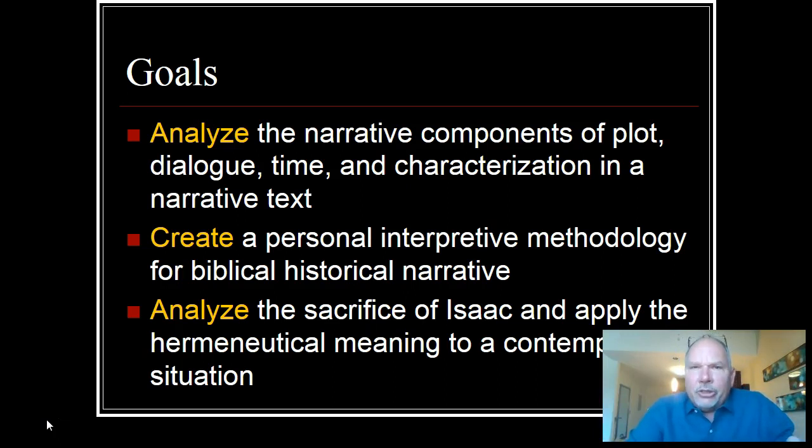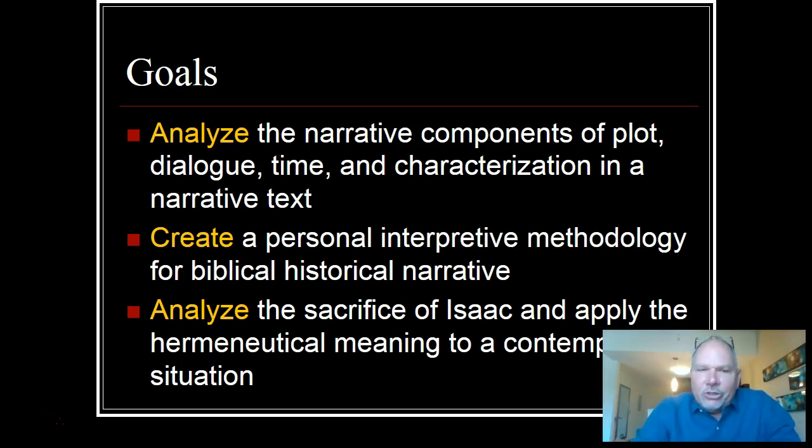So I want to start to have us take a step back and really look at narrative, not just as Genesis, Exodus, Leviticus, and so forth, but what is that process? What is the story trying to communicate?